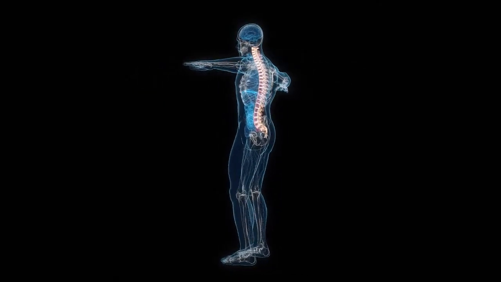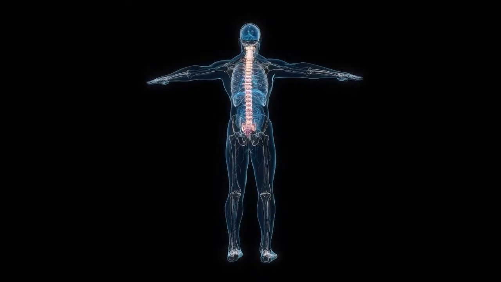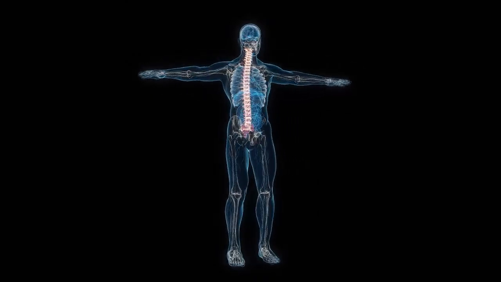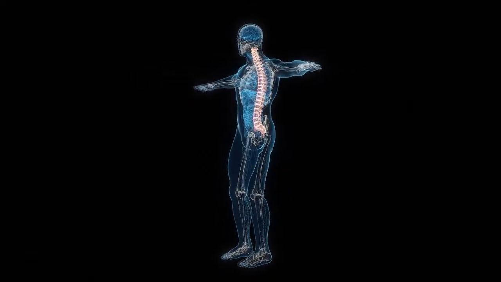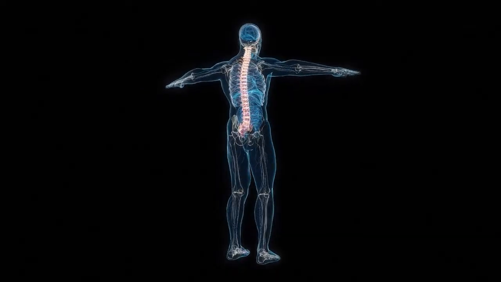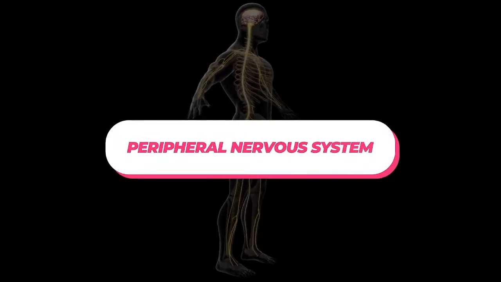The spinal cord is made up of nerve cells, neurons, and supportive cells, glial cells. The neurons are responsible for carrying messages to and from the brain, while the glial cells provide support and protection for the neurons. Peripheral nervous system.